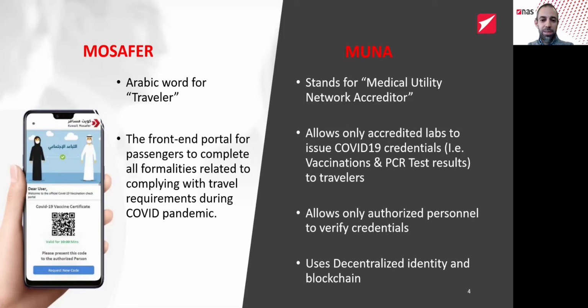This is the backend system which connects accredited laboratories only to be able to issue COVID-19 credentials, whether it's vaccination certificates or PCR test results or any other acceptable test results. It also allows only authorized staff of airlines, ground handlers, health authorities, or airport authorities to be able to verify these credentials once presented by passengers. The system uses blockchain technology and decentralized identity.